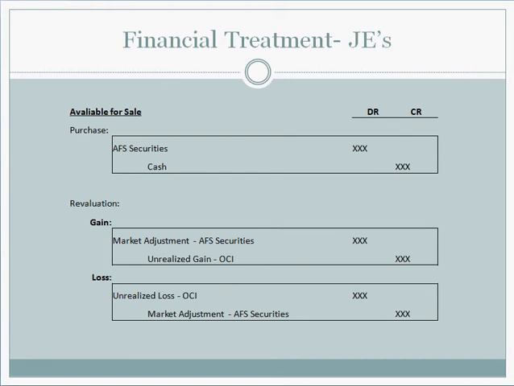Accounting for available for sale securities is a bit different. To record the purchase, you debit the AFS securities account and credit cash. If at year end the revaluation results in a gain, the journal entry is debit to the market adjustment account and credit to unrealized gain. If the revaluation results in a loss, the journal entry is debit to unrealized loss and credit to the market adjustment account.